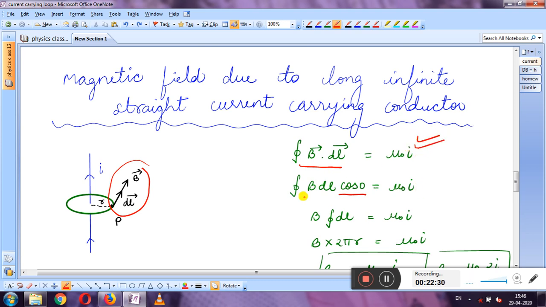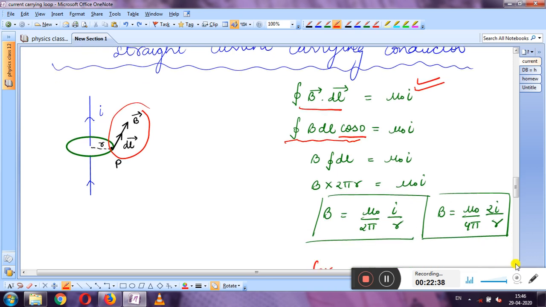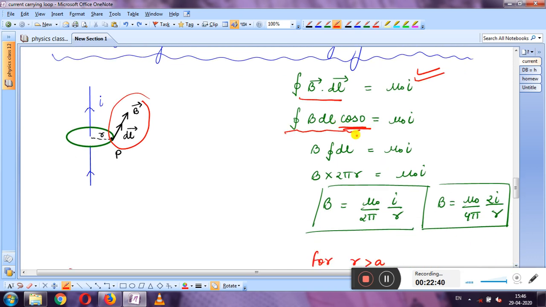We are doing substitutions in the left hand side. You can see here we put the value of theta equal to 0. Cos 0 will be equal to 1. So what will you have? B ∮dl. B we have taken outside, integration dl is left here. Integration dl will be equal to the circumference. Circumference of what? Circumference of this Amperian loop. Why? Because dl was a very small part of this Amperian loop, right? So integration dl will be its total length.